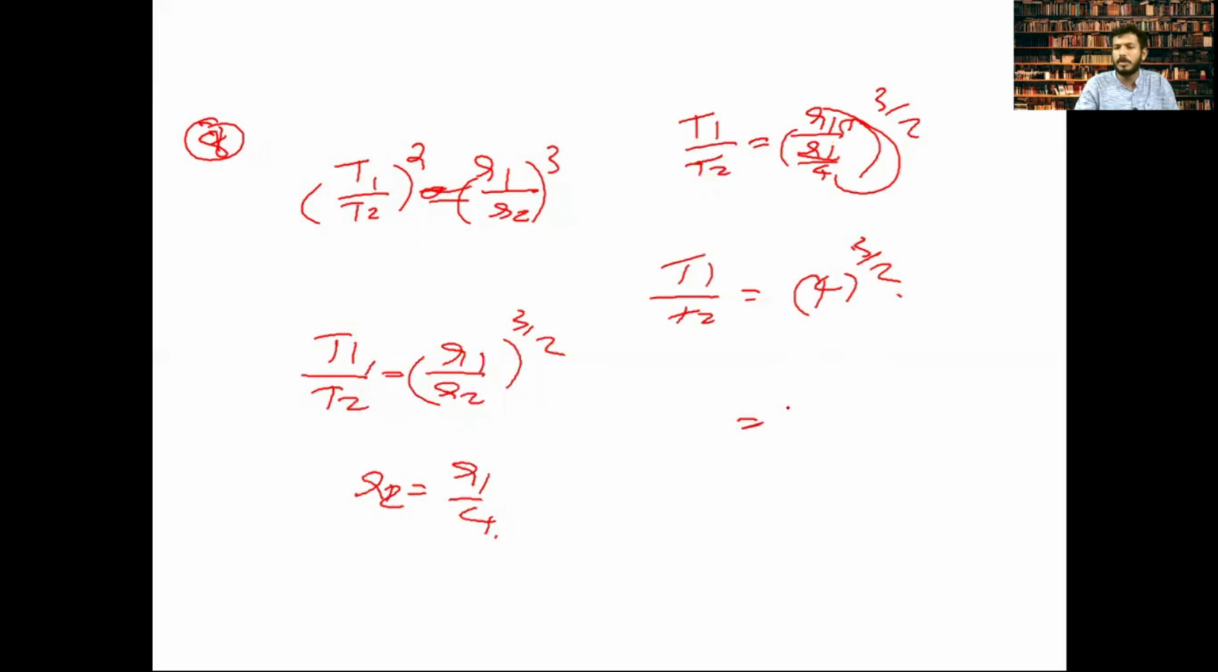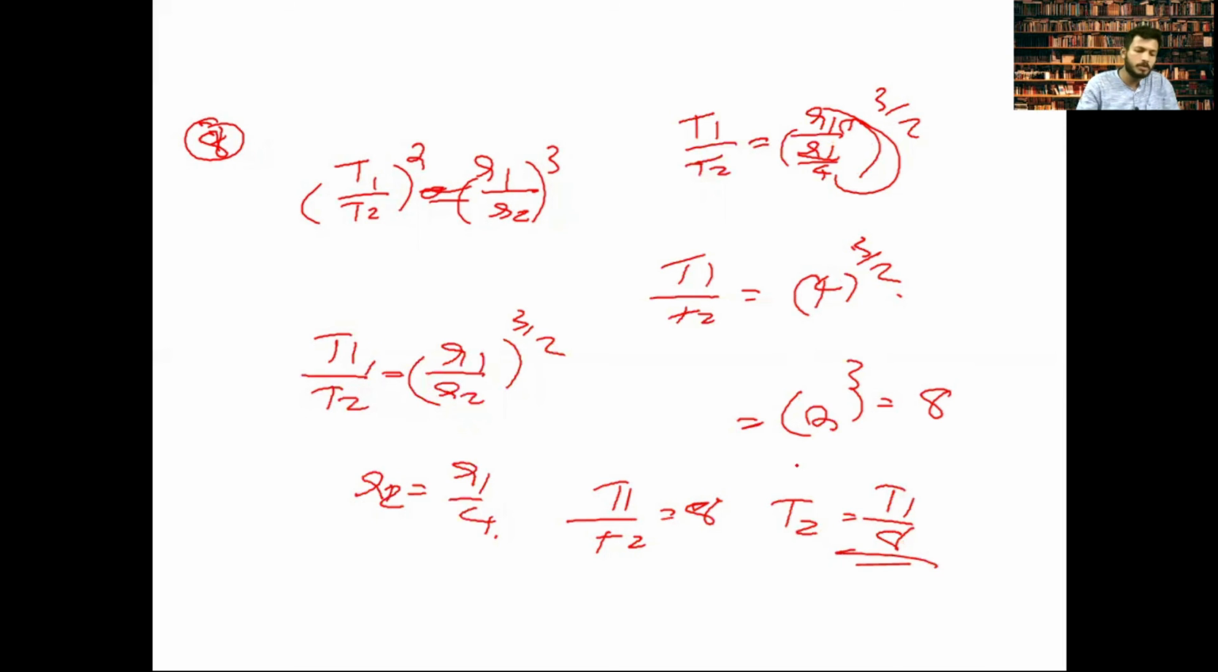First do 1 by 2. 4 raised to 1 by 2 means 2. That to the power 3, 2 cube, that is 8. T1 by T2 equal to 8. What is T2? T1 by 8. So which one is the option? 1 by 8. Okay. T2 is 1 by 8 of T1. That is in our material option D, dog. Clear? Next we have to move to question number 9.